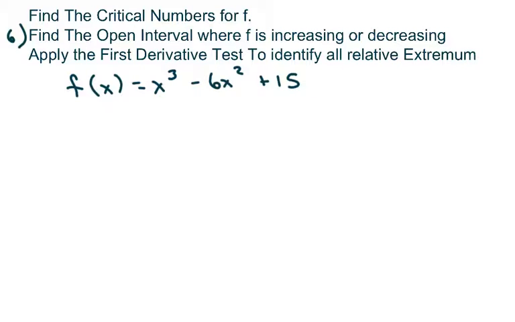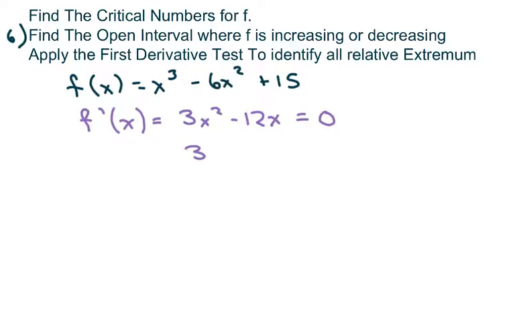Hi everyone. We're going to find critical numbers for our function and find open intervals where f is increasing or decreasing, and apply the first derivative test to identify all relative extremum. I'm going to first take the derivative of my function, and I get 3x squared minus 12x, and we're going to set this to 0 to find our critical numbers.